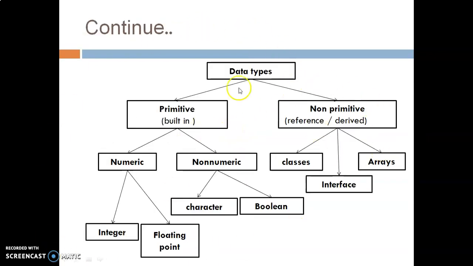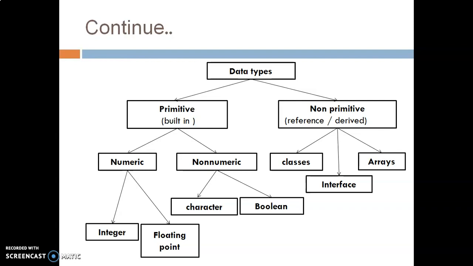Here you can see the block diagram or hierarchical structure of data types. Just now I said data types are divided into two categories, primitive and non-primitive. Primitive is all about the built-in and non-primitive is all about the reference or derived. Primitive data type is again divided into numeric and non-numeric. When we are talking about numeric, we are talking about digits, so it is divided into integers and floating point. Non-numeric means where there are no digits, so there are again two categories, character as well as boolean.